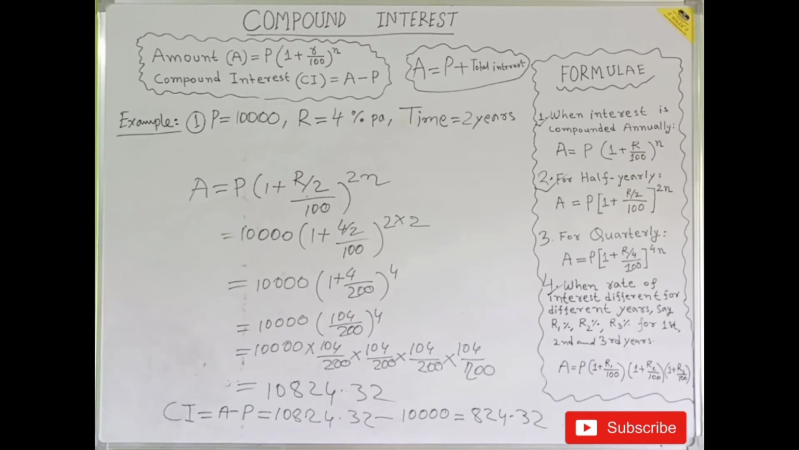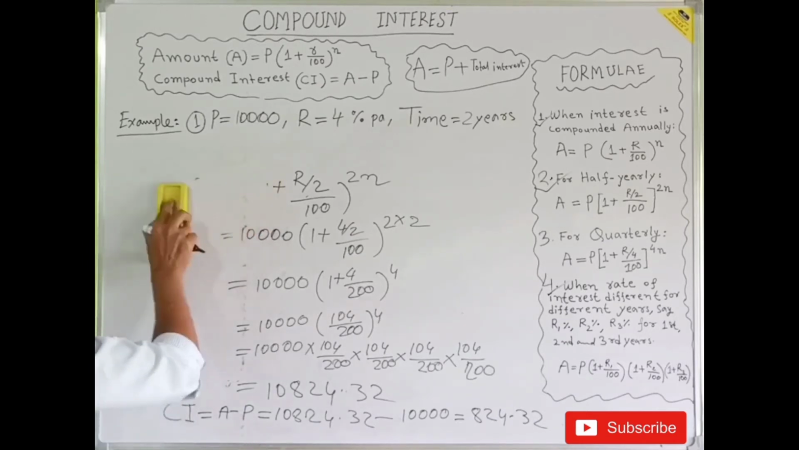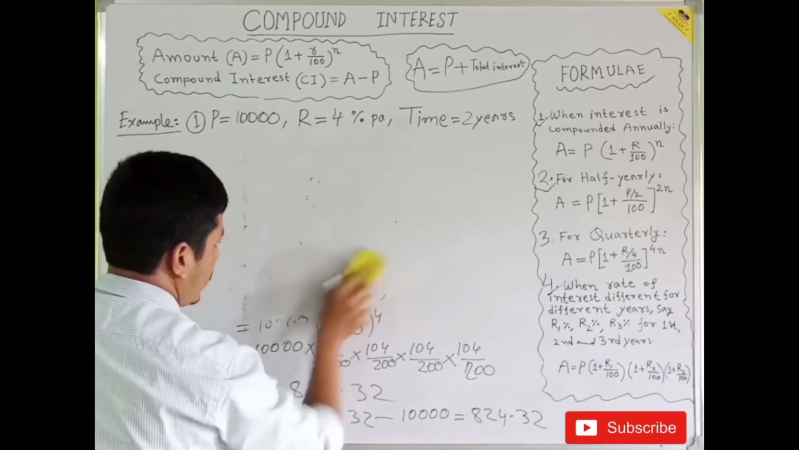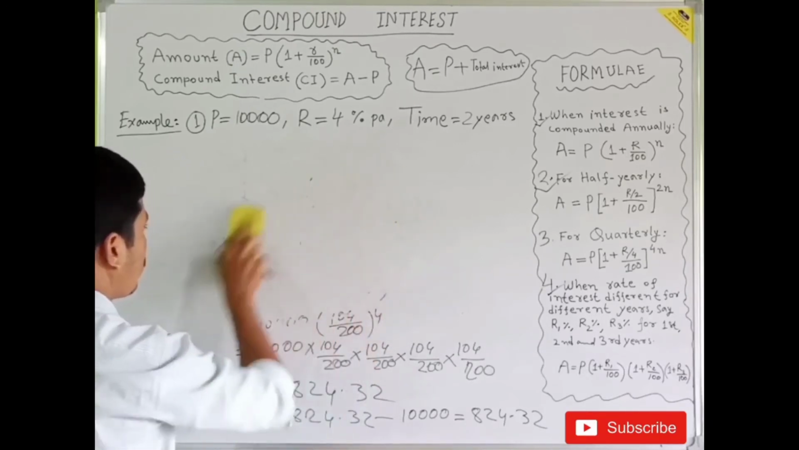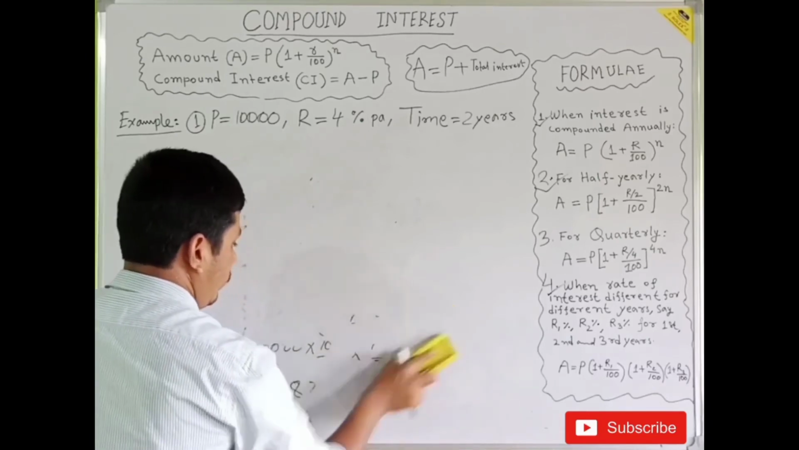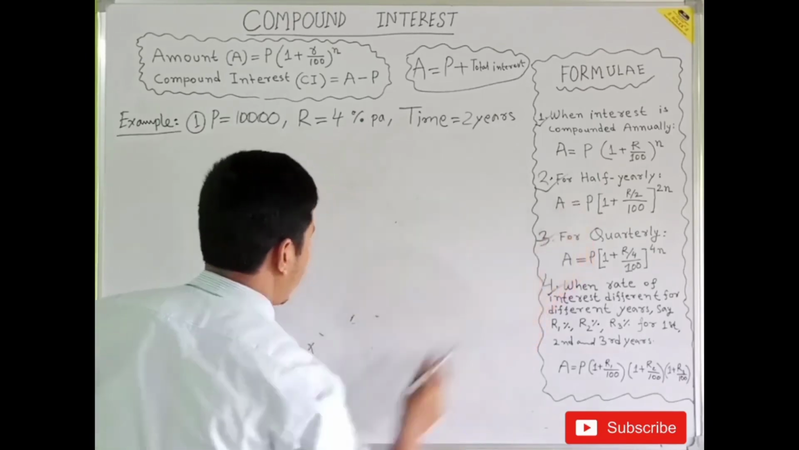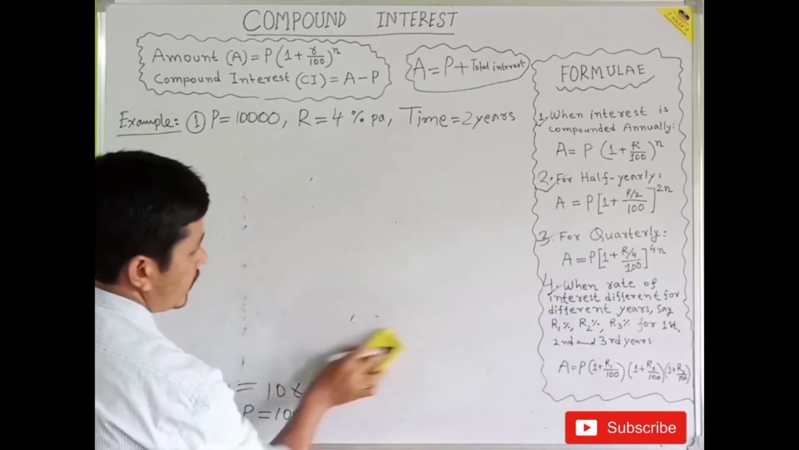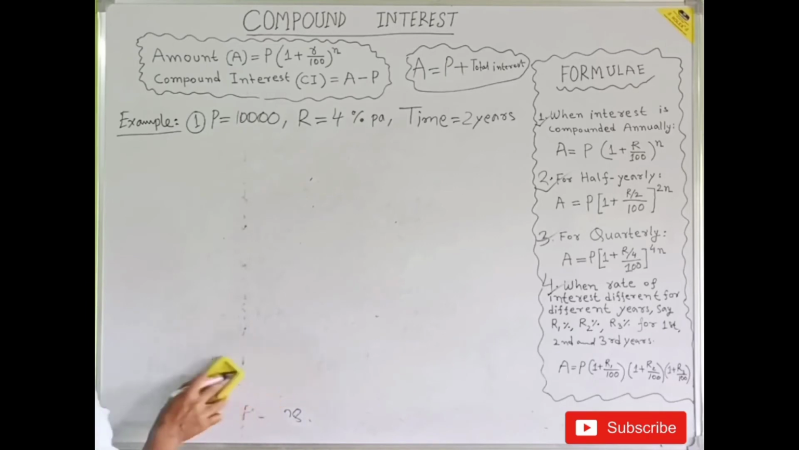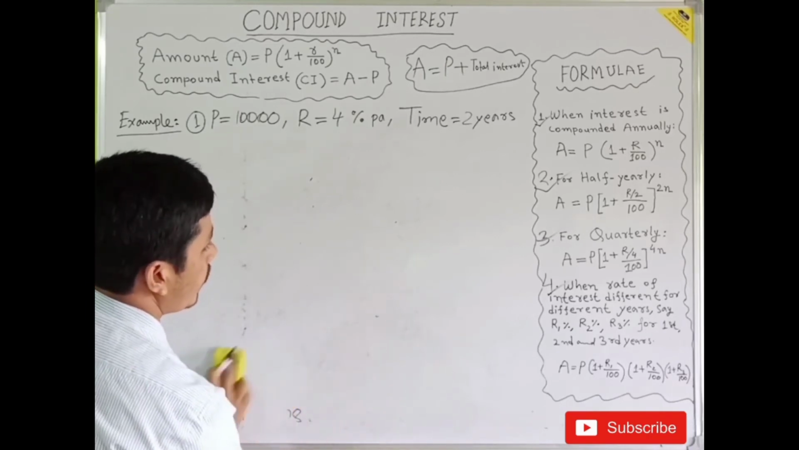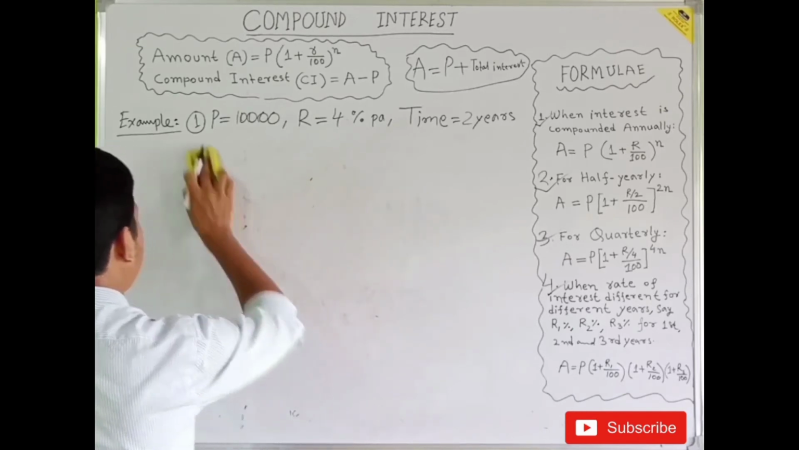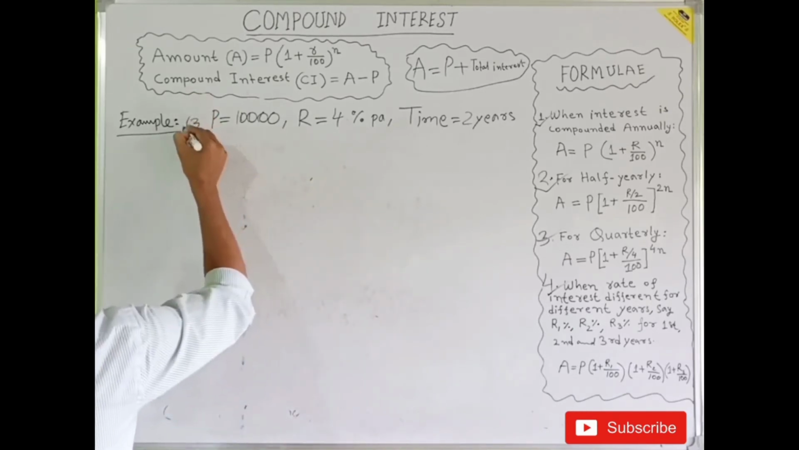Now we are going to explain how we calculate compound interest quarterly. For calculating compound interest quarterly, we apply this third formula. Amount is equal to P into 1 plus R by 4 divided by 100, power 4n.